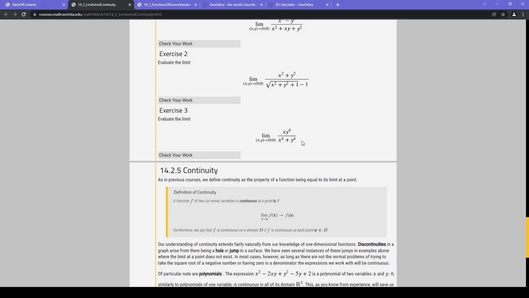That's not continuous at (0, 0), because the denominator is equal to 0, which is why we have to rely on the other technique. Yes.